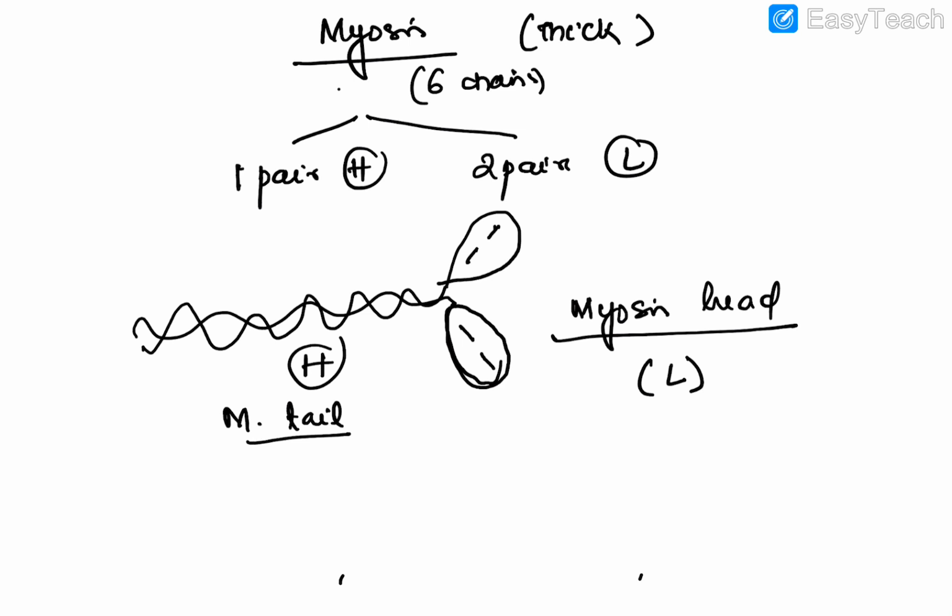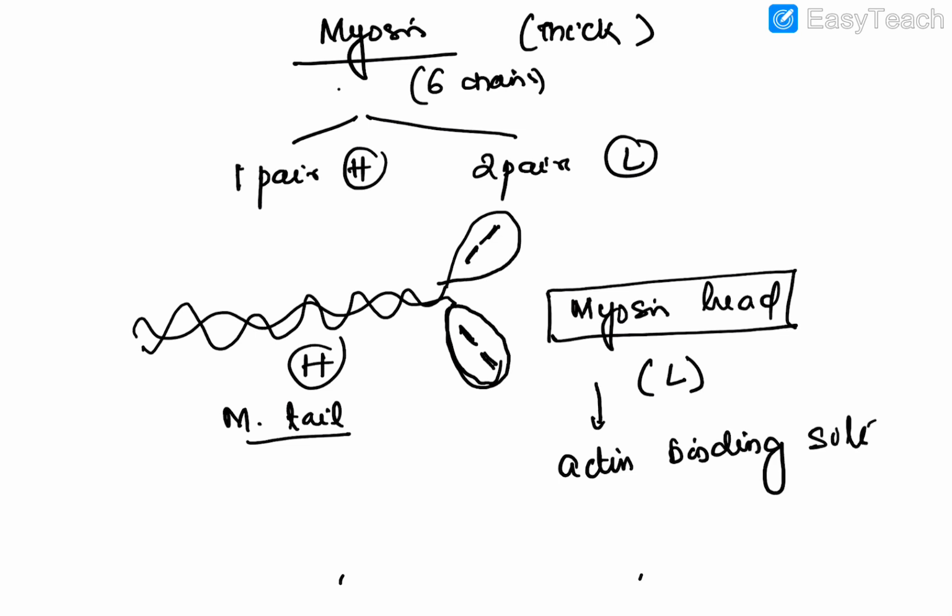Myosin head, light chains. This myosin head acts as the actin binding site, and we have to remember that this also has the myosin ATPase activity, which is required for contraction of skeletal muscle. In fact, the contraction of skeletal muscle depends upon two important things. One is ATP and another is acetylcholine.